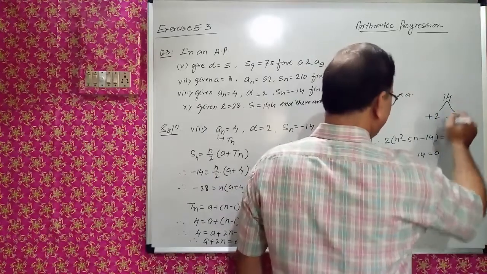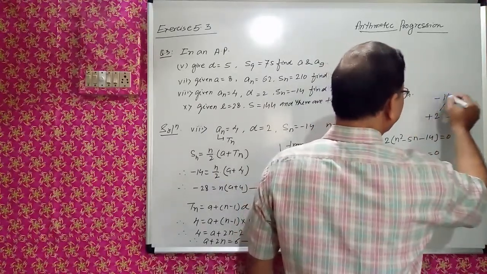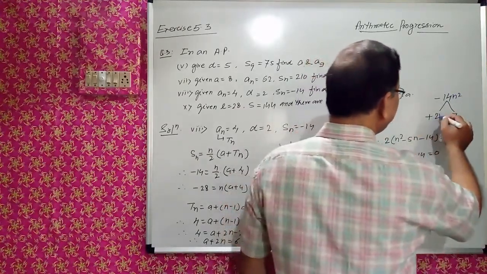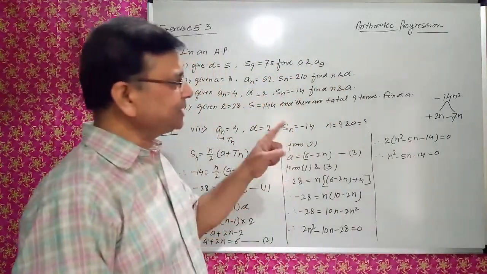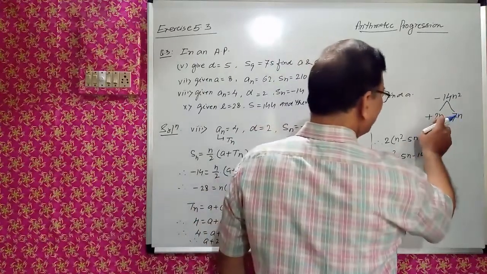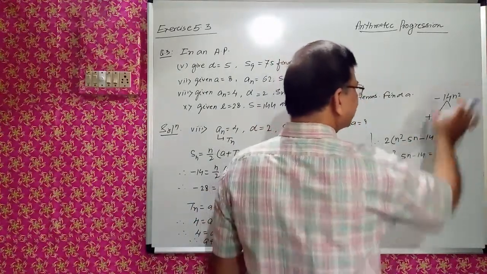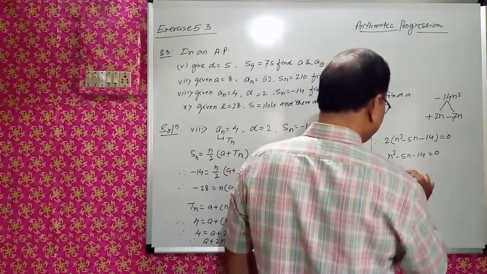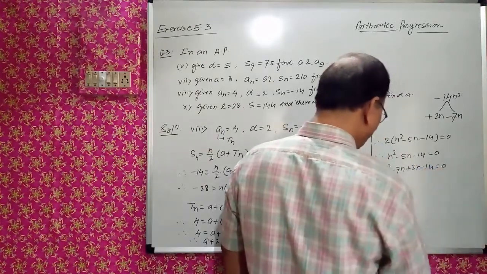This is 14 into n square, so we will write minus 14n square with sign. So it is 2n and it is 7n. So minus 7n and plus 2n will be the factors, because 2n minus 7n is equal to minus 5n and the product will be minus 14n square. Therefore, n square minus 7n plus 2n minus 14 is equal to 0.